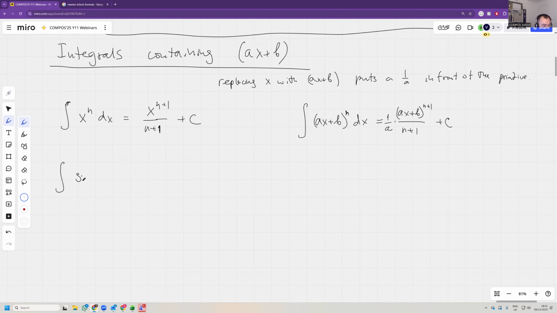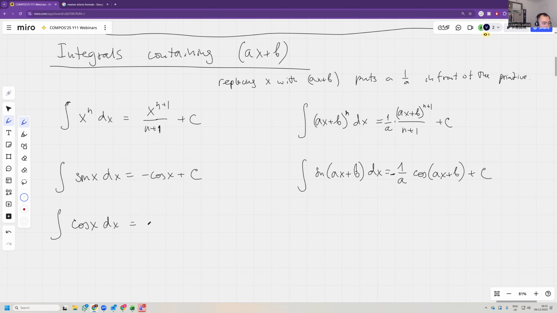So for example, if the integral of sine x dx is minus cos x plus c, then the integral of sine(ax plus b) dx is minus 1 over a cos(ax plus b) plus c. And similarly, the integral of cosine x dx is sine x plus c. That means that the integral of cosine(ax plus b) dx is 1 over a sine(ax plus b) plus c.